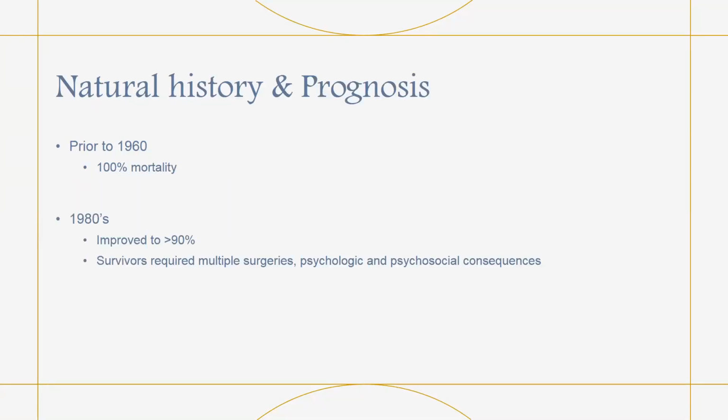So again, this was identified specifically back in the 70s. In the 60s, when we looked back, there was 100% mortality in children that were born with these defects due to the complexity of the closure that's required. Once we were able to figure out how to close some of these defects and provide better care, survival is greater than 90% for those that are going to make it to live birth and surgical intervention. That being said, those survivors require a number of surgeries, and there's also a number of psychological and psychosocial consequences that are related to the sexual function and determining how those children are raised.